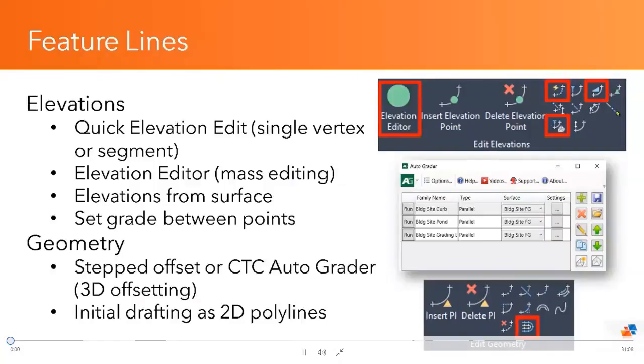AutoGrader is a third-party software from CTC that allows us to manipulate these feature lines in a much more efficient manner. It's not creating any proprietary feature lines. It's giving us this control to do this stepped offset command, but in a much more intricate way. We can do multiple stepped offsets at the same time off of multiple baselines. It's very, very efficient.